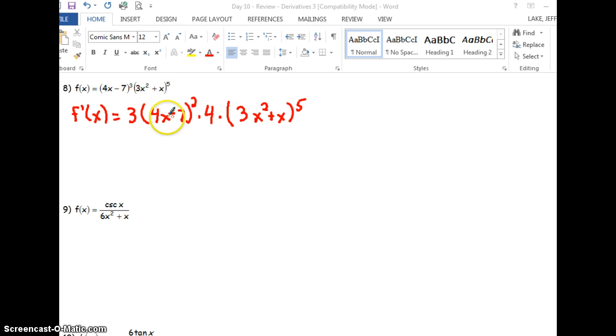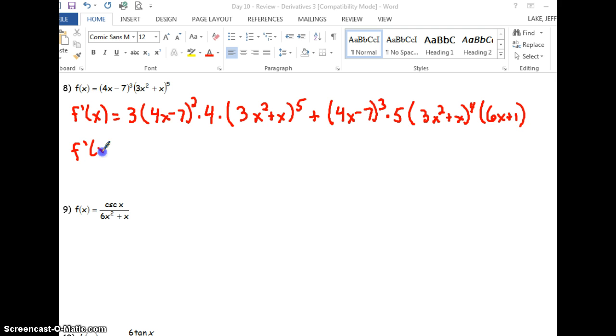So again, derivative of the first times the second, plus, now we're going to leave the first one, (4x minus 7) all to the third, times the derivative of the second. Now the derivative of the second, again, I'm going to have to use chain rule here, so it's 5 times (3x squared plus x) all to the fourth. And I'm going to multiply that now by the derivative of the inside, which comes out to be 6x plus 1.